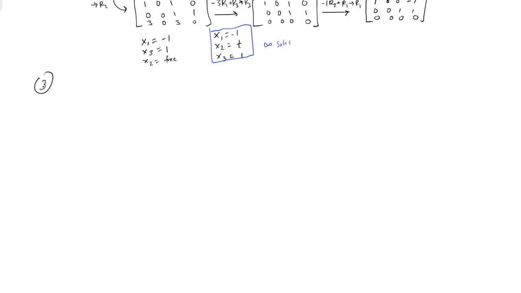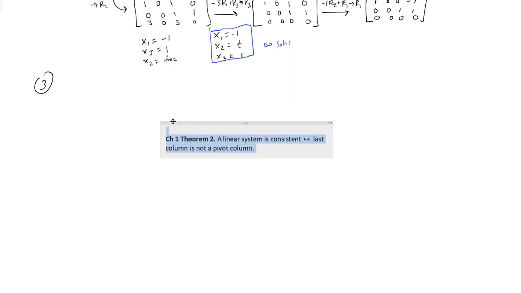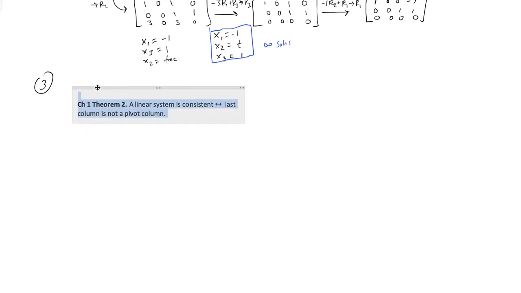Now we talk about uniqueness and consistency. We'll start with a theorem. Theorem 2 from chapter 1. And it says a linear system is consistent if and only if the last column is not a pivot column.